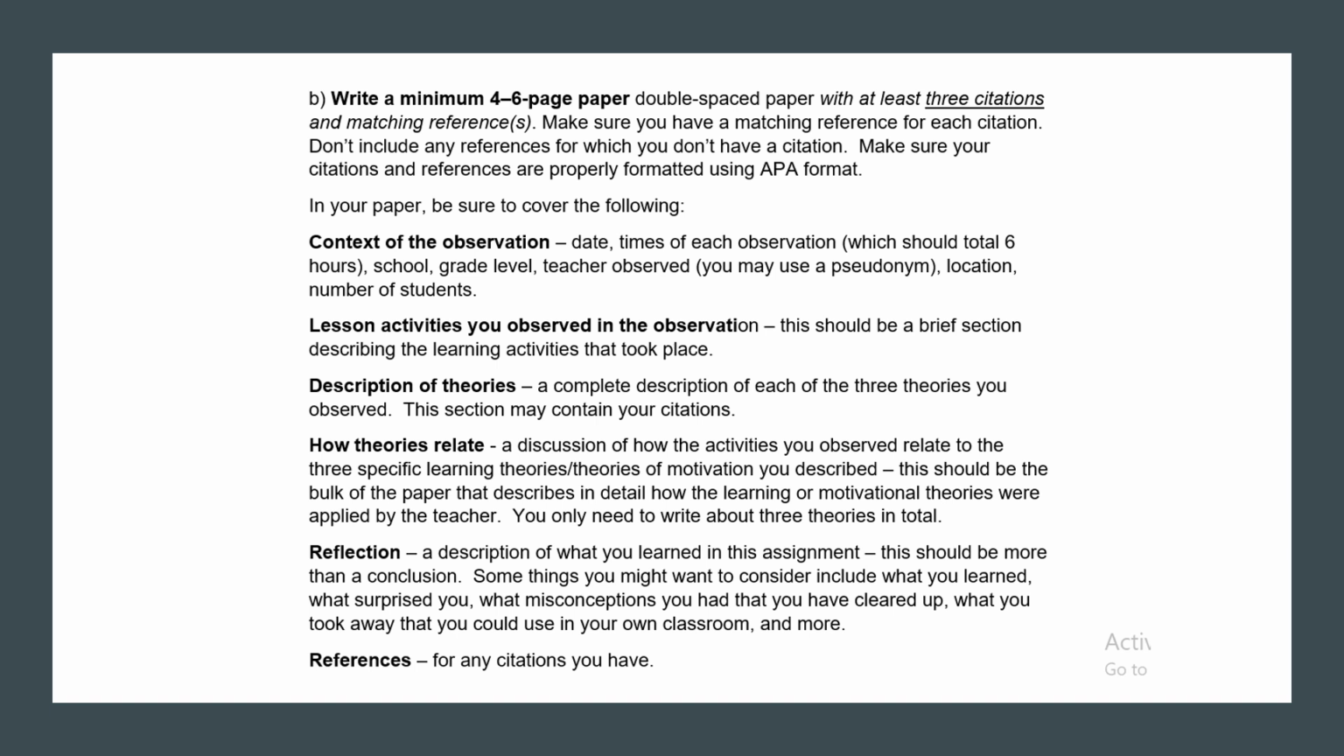You're going to have a brief section describing the learning activities that took place. So this doesn't need to be the majority of your paper, but it should be enough detail so that you give a sense of what was going on in the classroom. See the exemplar in the folder if you need help with this. Then you're going to describe each of the 3 theories that you've observed. That might be a good section to have your citations.